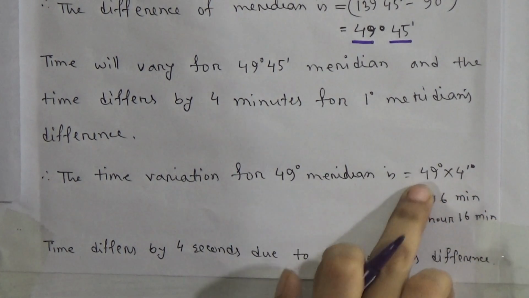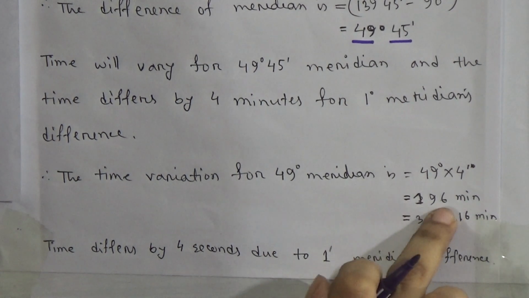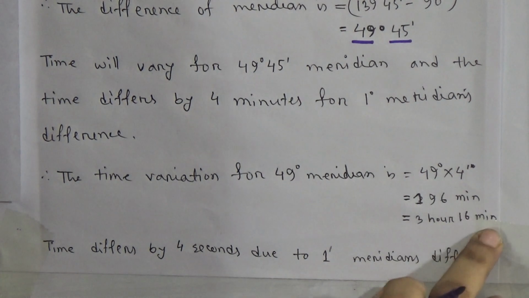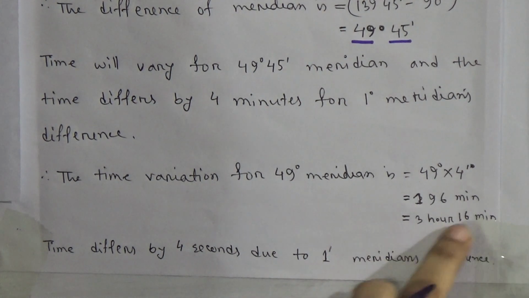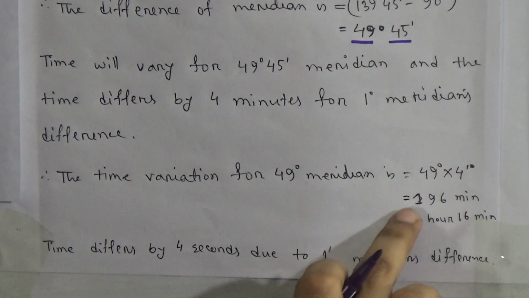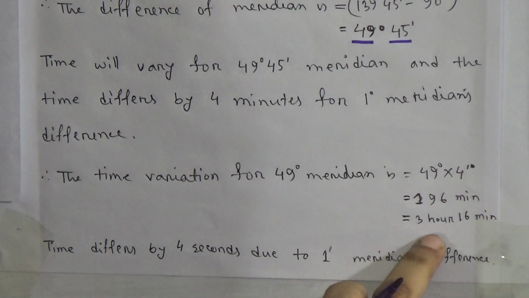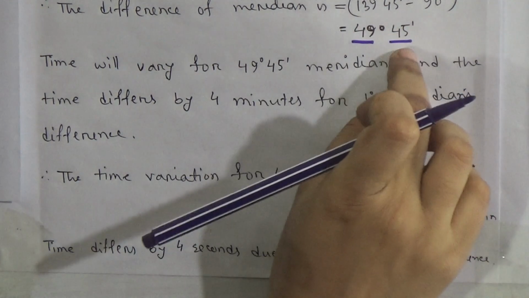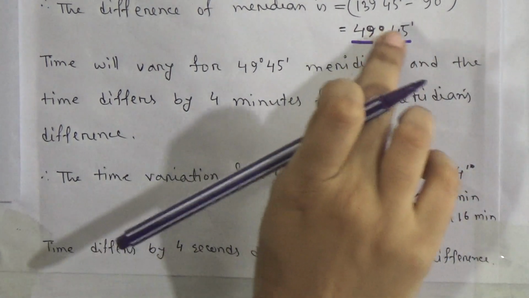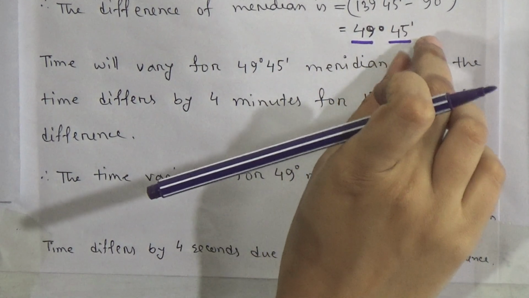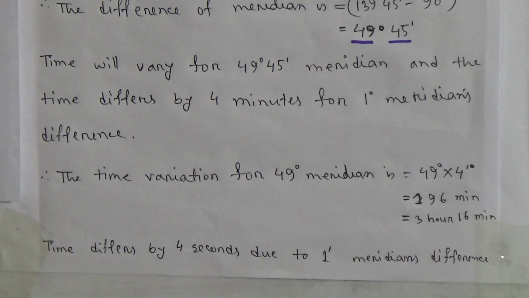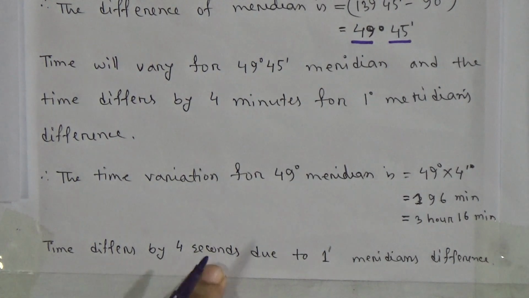After calculating, we get 196 minutes, and if we turn 196 minutes into hours and minutes, we get 3 hours 16 minutes. So from 196 minutes we get 3 hours and 16 minutes, and as we have the remaining 45 minutes, we have to multiply this by 4 so that we can get the actual time for 45 minutes also. Now, this time differs by 4 seconds.